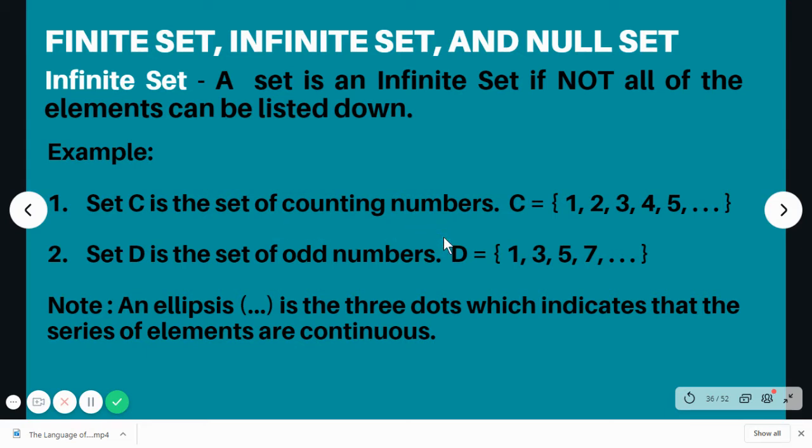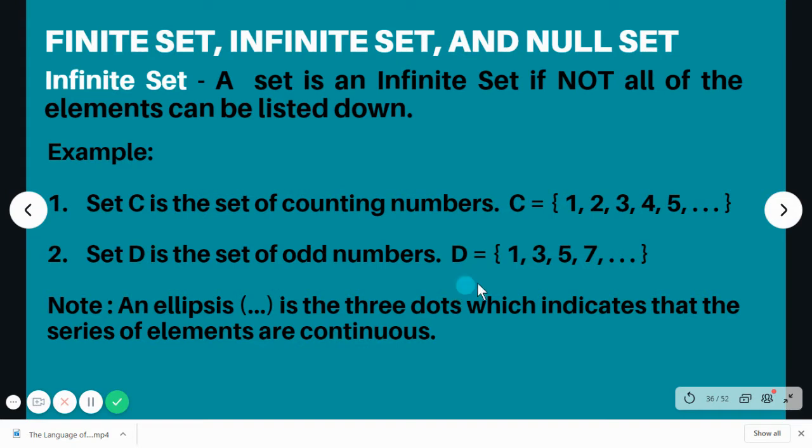So there are so many counting numbers. So mag-start tayo ng 1, 2, 3, 4, 5, and so on and so forth hanggang 1 million, 1 billion. So hindi mo kayang pagkasyahin sa loob ng braces lahat ng members at elements ng set na yun. Kaya siya infinite set. Likewise, set D is the set of odd numbers.